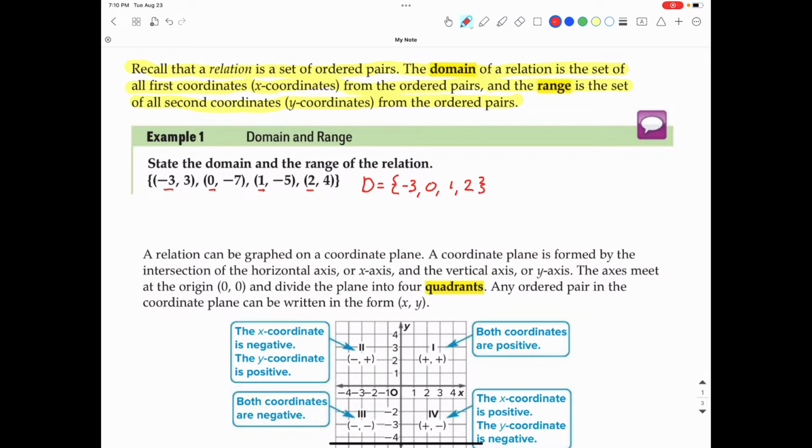And then the range is going to be the set of the y-coordinates, or the second coordinates. So that would be this 3, -7, -5, and 4. So we could say the range is going to equal, and do the same thing, 3, -7, -5, and 4. And that's the domain and the range.